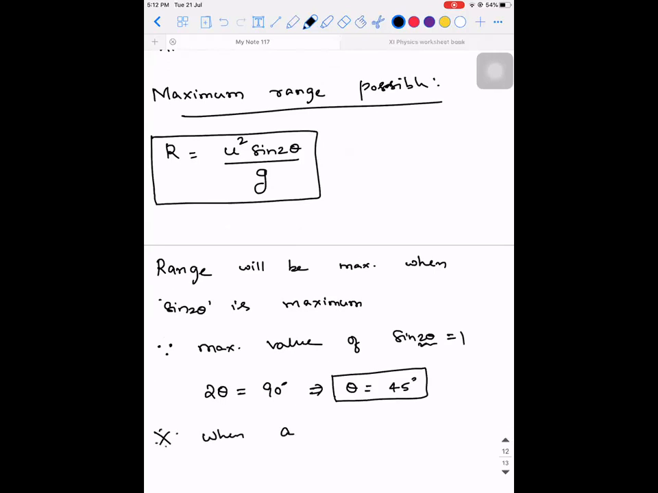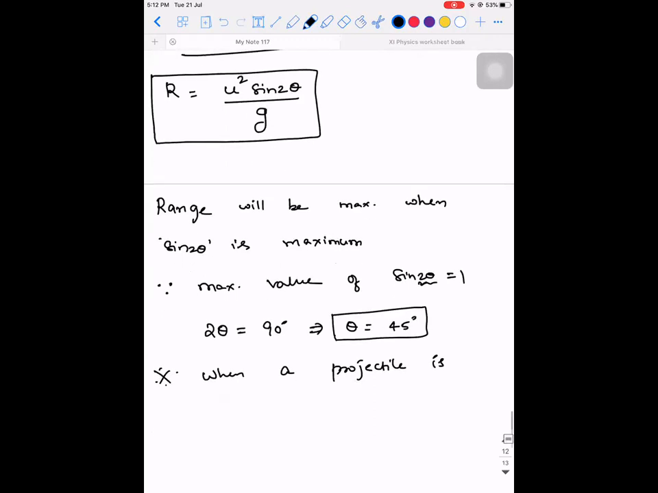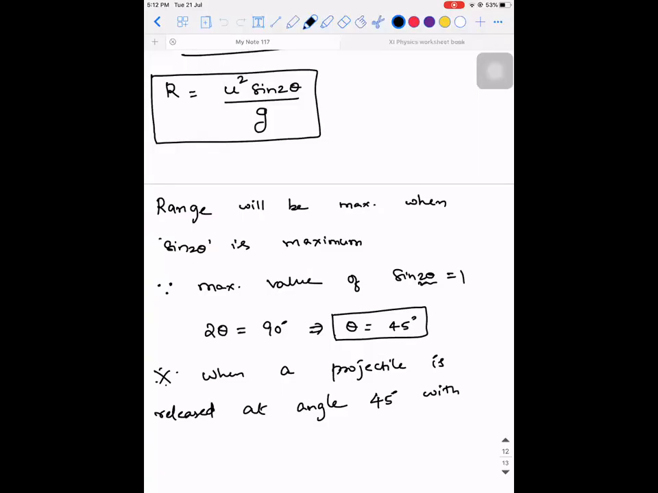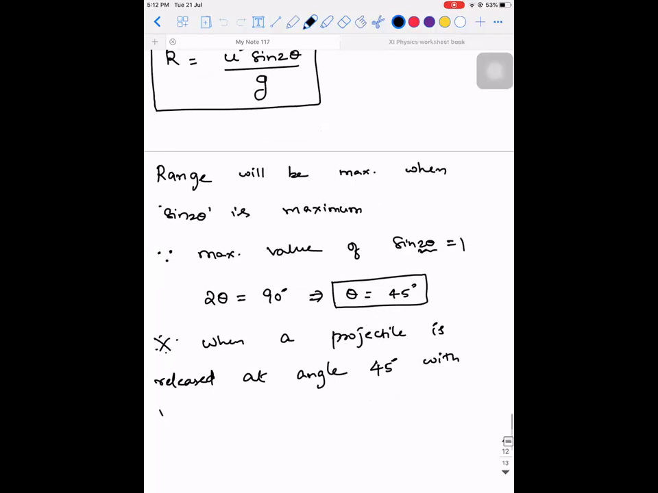So when a projectile is released at an angle 45 degrees with whom? With the horizontal or vertical? All the derivations, where did we take the angle as? So when a projectile is released at an angle of 45 degrees with the horizontal, what can we conclude? Range will be maximum. Yes.